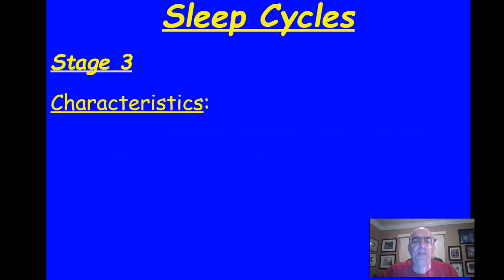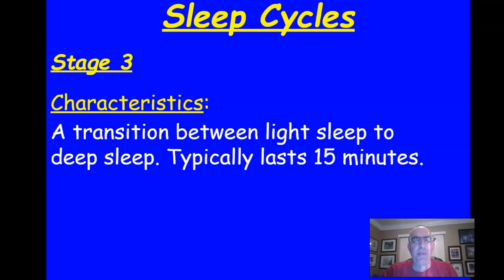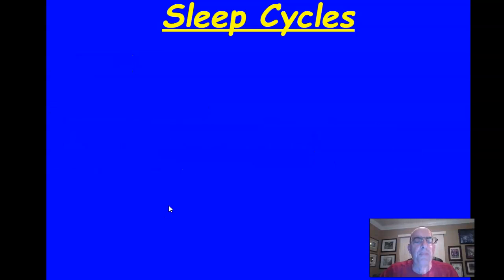Stage 3 is just a transition stage from light sleep to deep sleep. It probably lasts about 15 minutes. What's happening here is that the brain is changing different types of brain waves to allow you to go from light sleep into a deeper state of sleep. Sometimes when people have problems making this transition, it can also cause problems with insomnia.